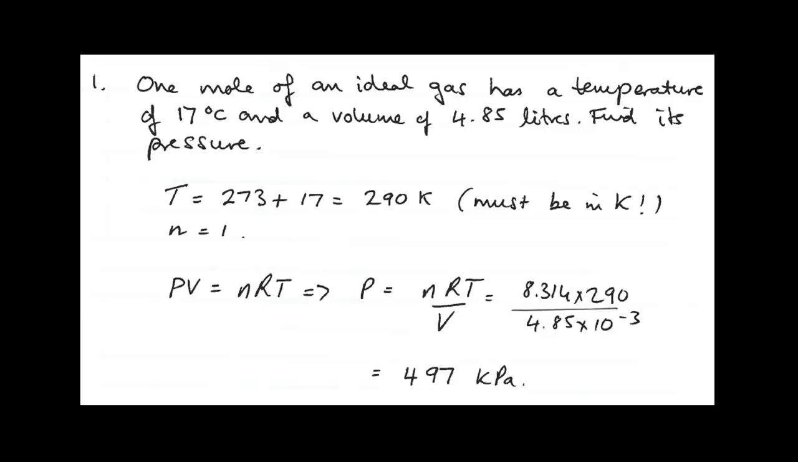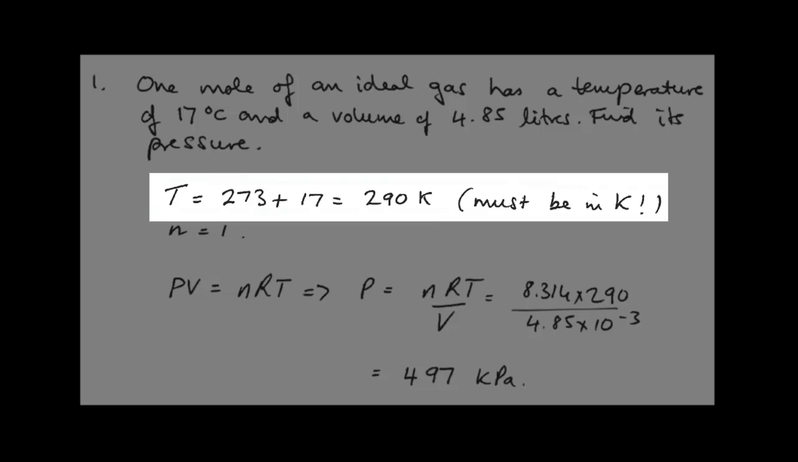Ideal gas examples. We will now look at some examples of application of the theory of ideal gases. The first example: 1 mole of an ideal gas has a temperature of 17 degrees centigrade and a volume of 4.85 liters. Find its pressure.